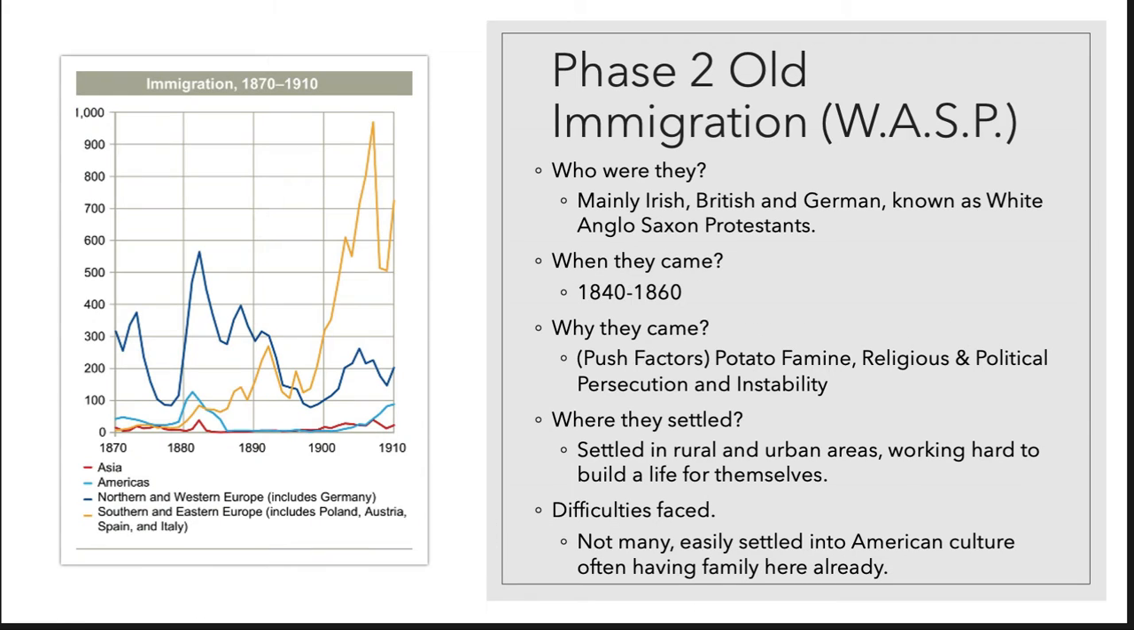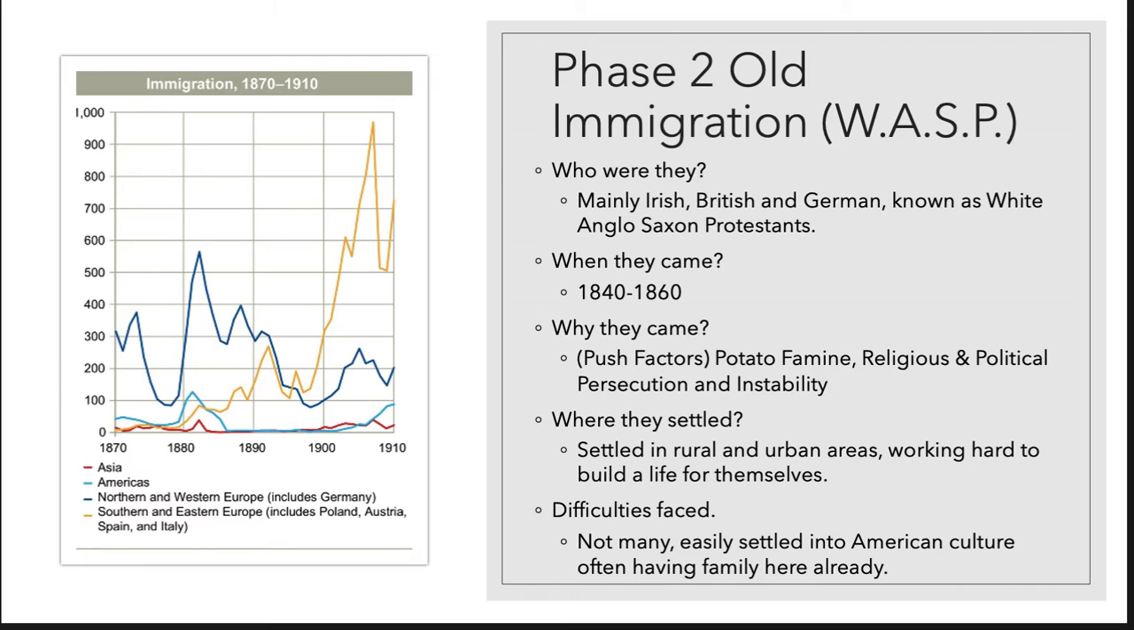All right, the second phase of immigration is called Old Immigration. This is known as the WASPs, okay, the White Anglo-Saxon Protestants. So who were they? This is going to be mainly Irish, British, German, coming here during the time period between 1840 and 1860, so the time period leading up to the Civil War. At the very beginning of this second industrial revolution, remember it starts really in the 1850s.